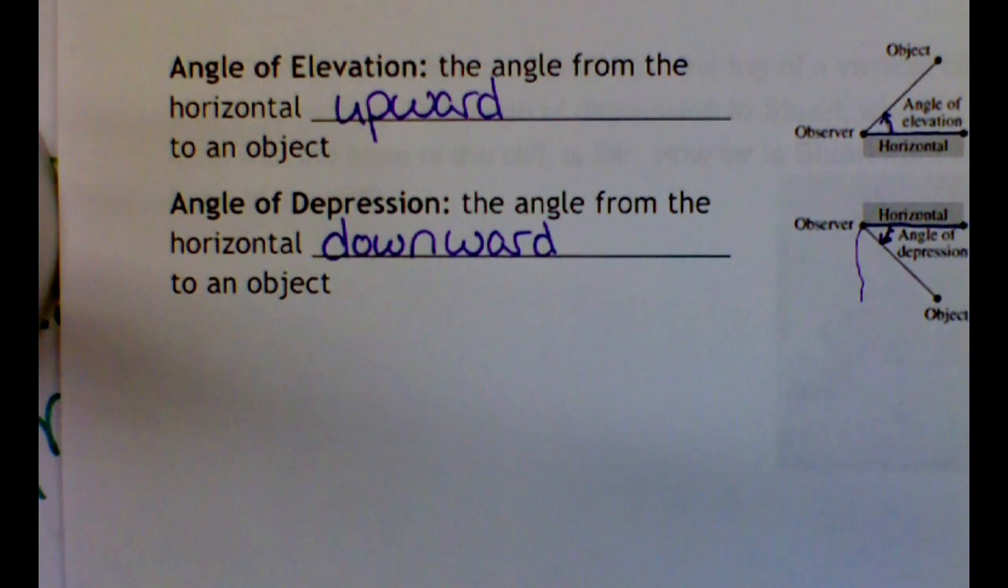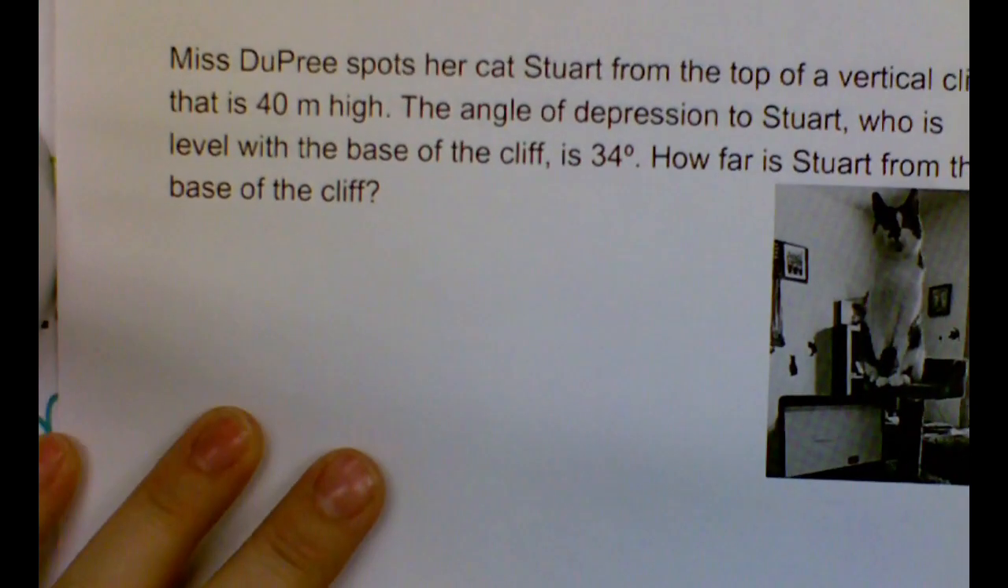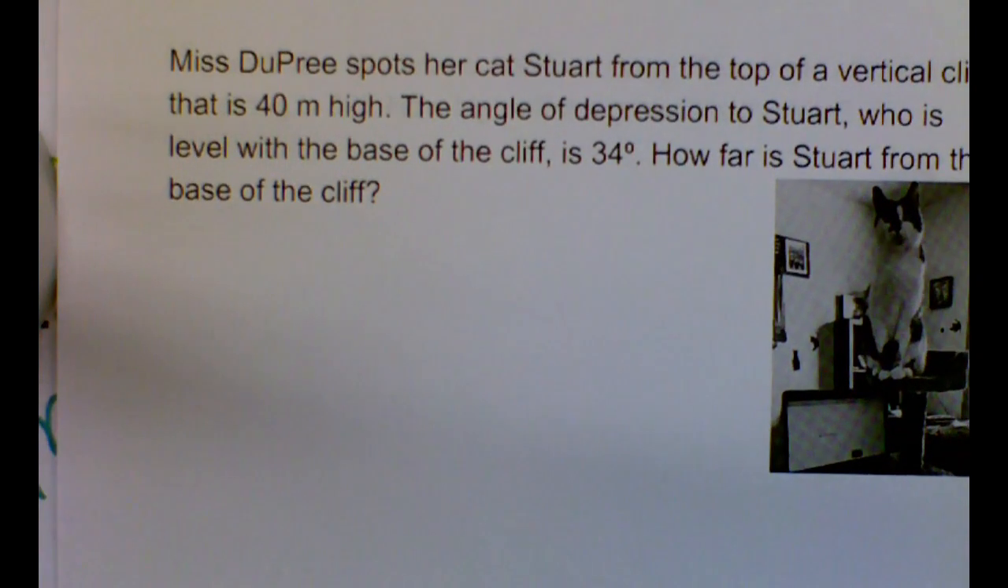So let's try an application problem. Mr. Priest spots her cat Stuart from the top of a vertical cliff that is 40 meters high. The angle of depression to Stuart, who is level with the base of the cliff, is 34 degrees. How far is Stuart from the base of the cliff?